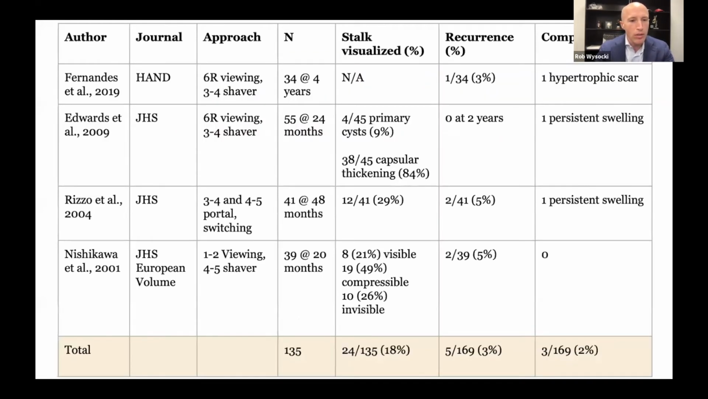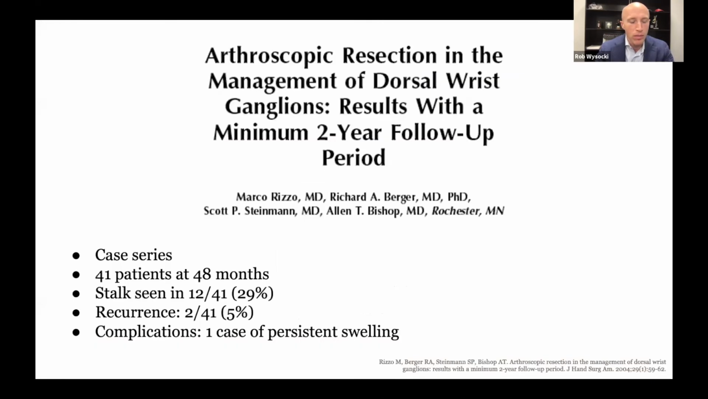When we go down to Marco Rizzo's paper from 2004, a little different in that they employed a 4-5 instead of a 6R portal, but a nice 4-year outcome similar to Fernandez, 41 patients. And they, much like Edwards, saw the stalk only a fraction of the time, 29% visualized. And yet despite that, only a 5% recurrence rate with 1 case of persistent swelling, much like Edwards had. So low complication, low recurrence.